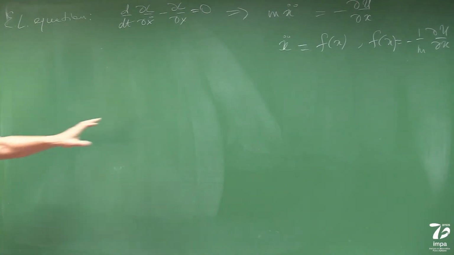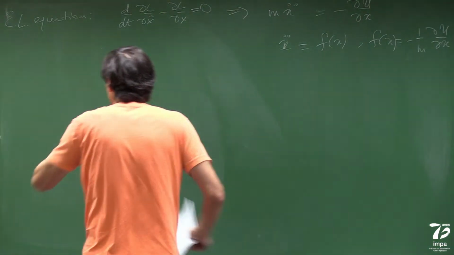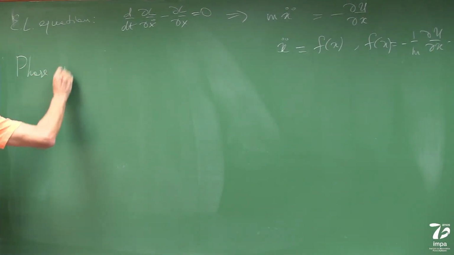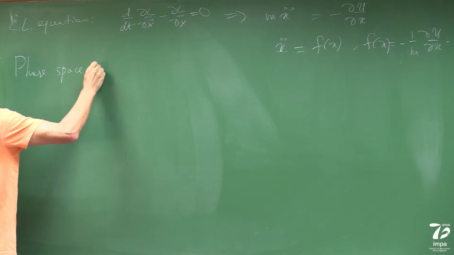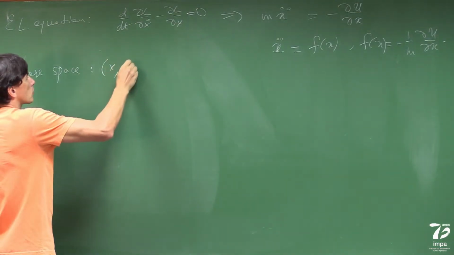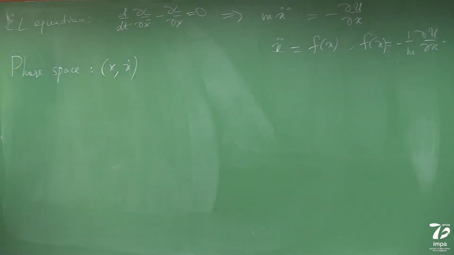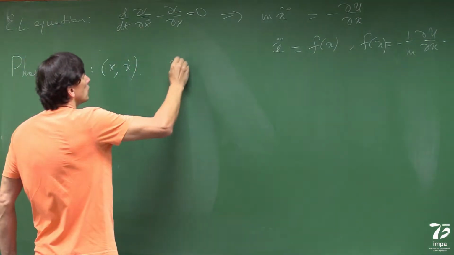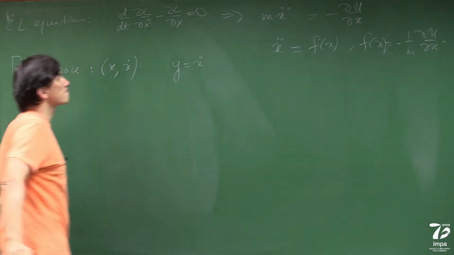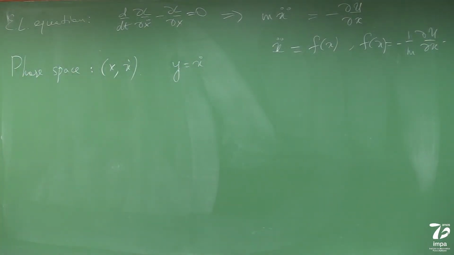So how do you solve this equation? You go to phase space. Phase space is a space where one coordinate is just x, another coordinate is x dot. Usually that x dot, we just call it y. So let's consider coordinates and velocities as two different coordinates on a plane.